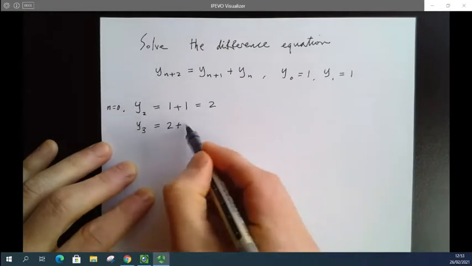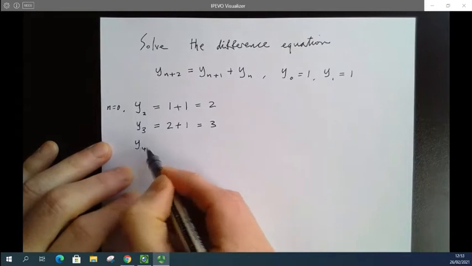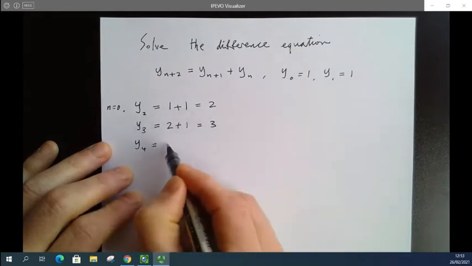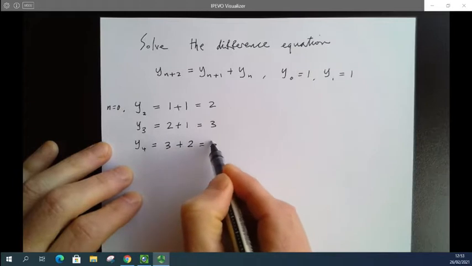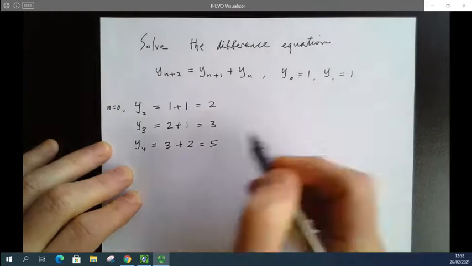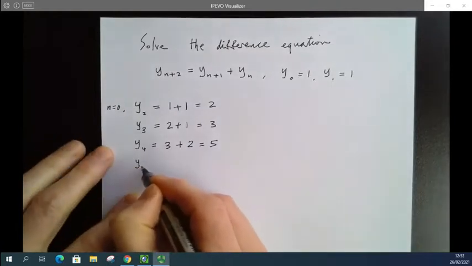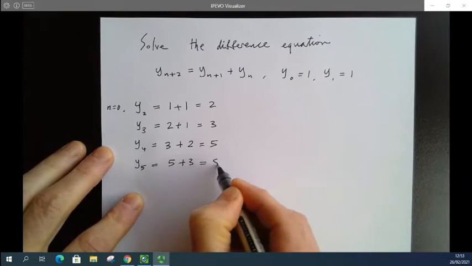Now y3, using the same pattern, is equal to the previous term, which is 2, plus the term before that, which is 1. So we get 3. y4 is the previous term, which is 3, plus the term before that, which is 2, and that's 5. Normally I like to generate the first 5 terms. I'll just go one more term here. So that's going to be 5 plus 3 is 8.